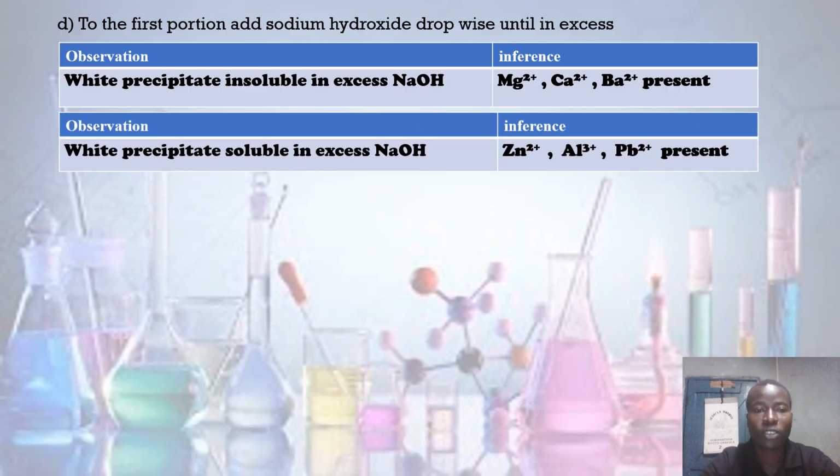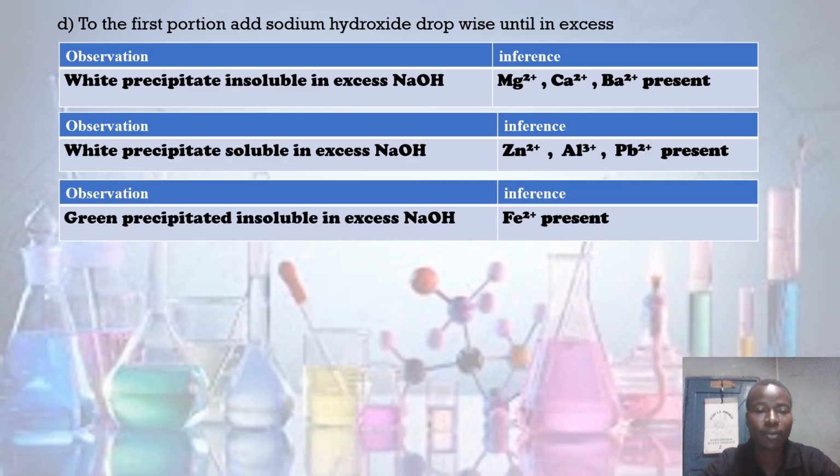If you have a white precipitate that is soluble in excess, it means the zinc ions, aluminium ions, and the lead ions are present. Now that is where ZAP comes in.